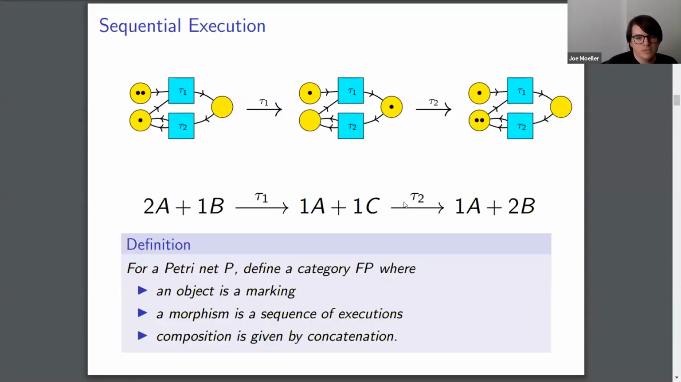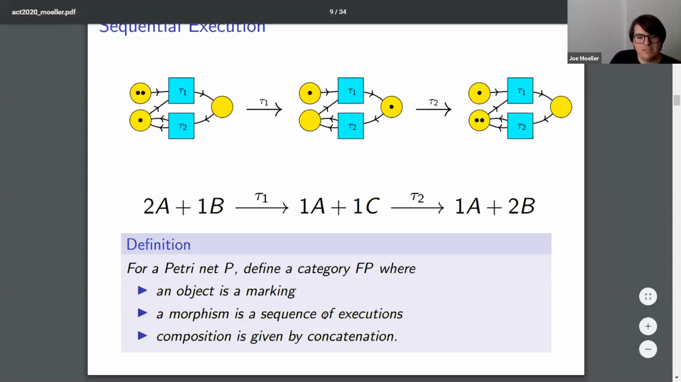This is what we're going to use as the morphisms in a category that we're generating from this Petri net. If we call this Petri net P, then the category that I'm building here with these pictures of executions of this token game is going to have objects that are these markings, which are amounts of resources.